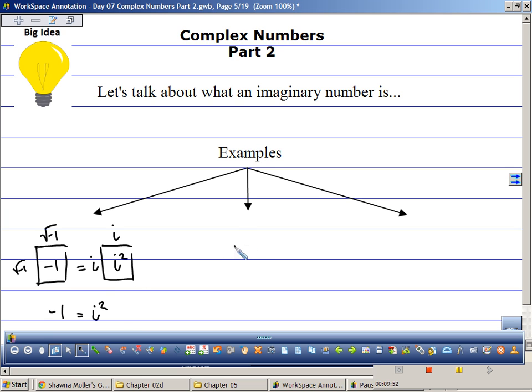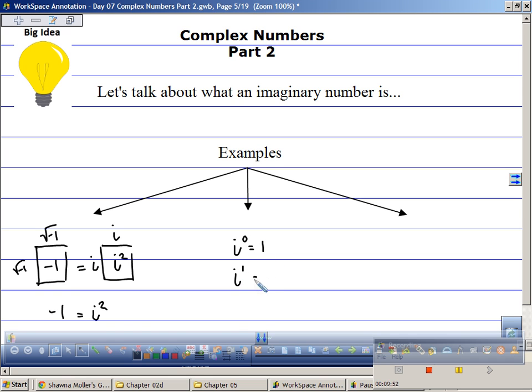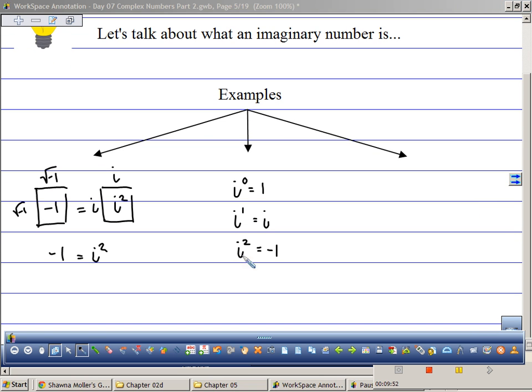We also said that i to the 0 equals 1, i to the 1 equals i, i squared equals -1, and i cubed equals -i. Good. What about this?